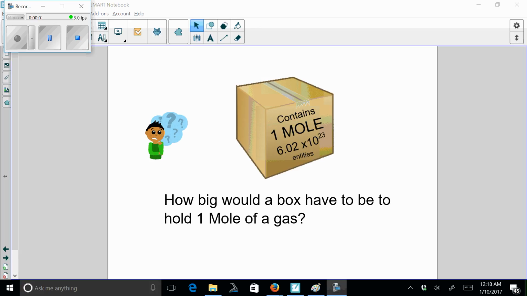Hi everyone, welcome to this video on molar volumes of gases. So I got a question for you. If I've got 1 mole of a gas, in other words, 6.02 times 10 to the 23rd entities, how big would the box have to be? Would it have to be small, big, the size of a room? Well, we're going to find out in this particular lesson.